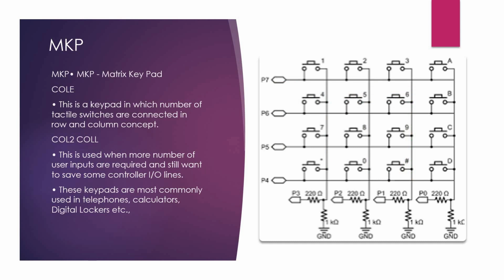MKP is nothing but a matrix keypad, and we can see the circuit diagram of the MKP. It is a keypad in which a number of tactile switches are connected in a row and column concept. Row and column lines are used when a larger number of user inputs are required and we still want to save more controller input and output lines. These keypads are most commonly used in telephones, digital lockers, etc.